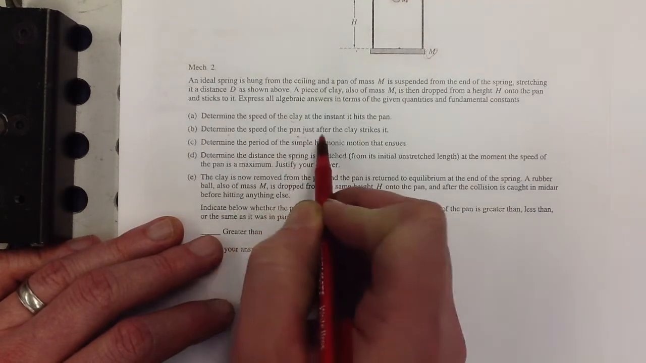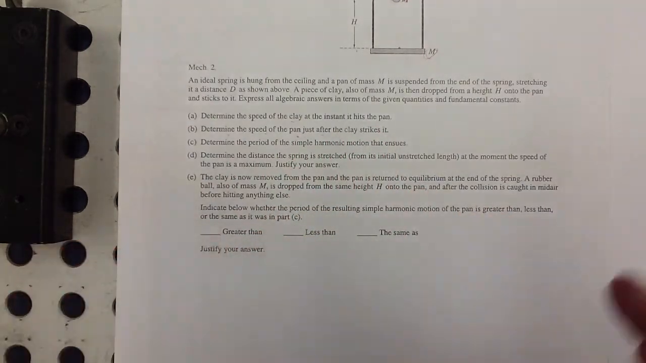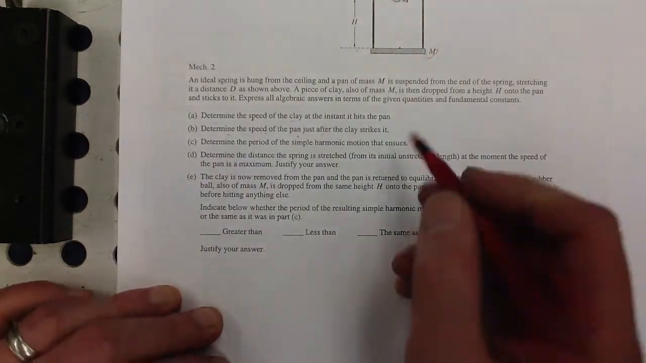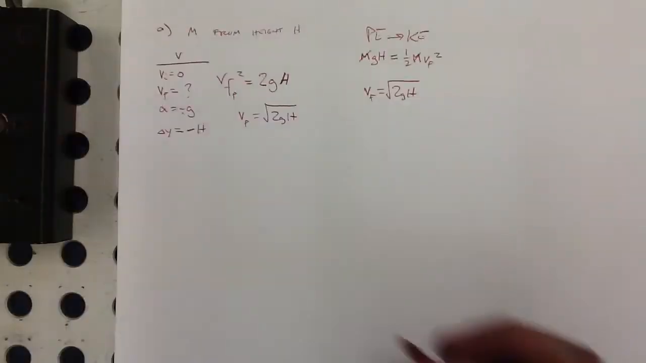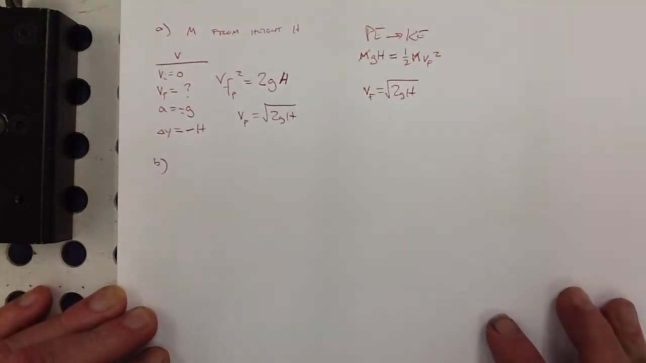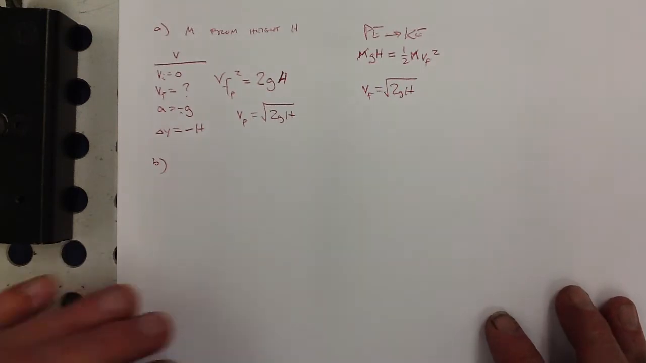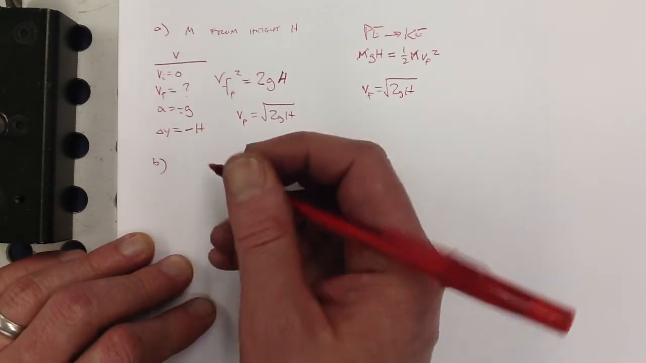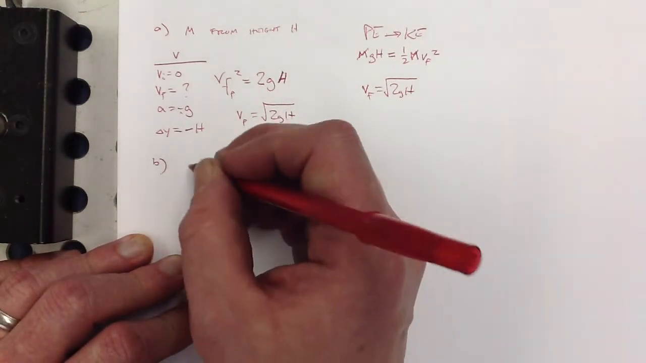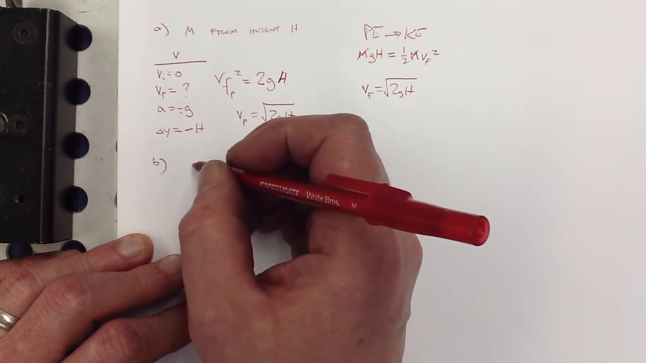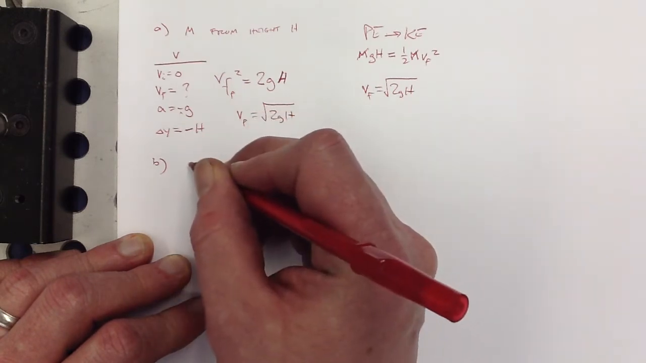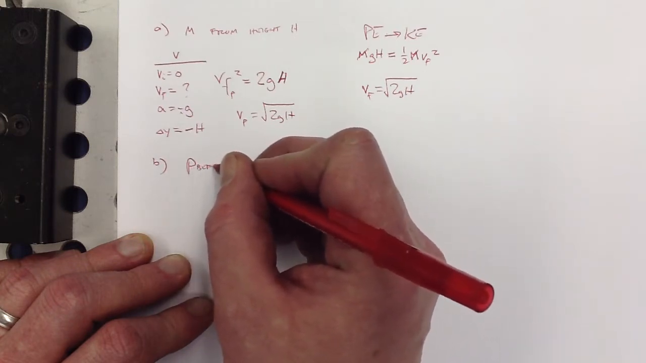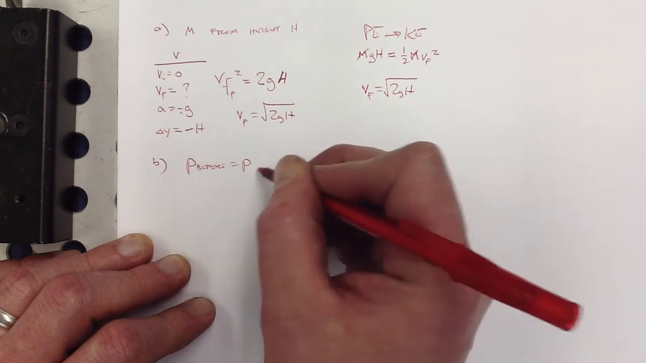Determine the speed of the pan just after the clay strikes it. Well, look, collisions. Anytime two things strike each other, you can be pretty dang sure that you're talking about conservation of momentum. So, momentum is conserved, whether it's an elastic or inelastic collision. Momentum is conserved. Kinetic energy is only conserved if it's elastic, if they bounce. So here, since momentum is conserved, let's see what that means. That means momentum, which is P, right? Momentum before equals momentum after.